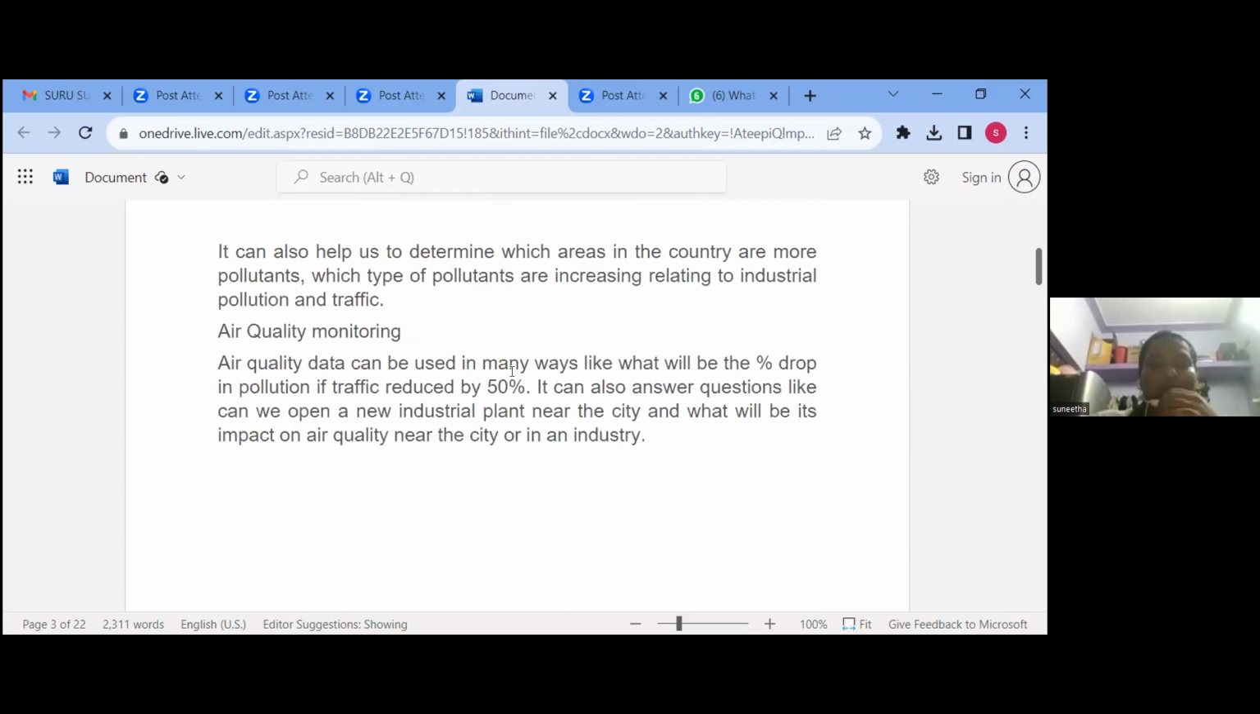The air quality data can be used in many ways, like what will be the percentage drop in pollution if traffic is reduced by 50%. If you want to forecast the future situation, like the air pollution level is increasing day by day, we can estimate whether, if you reduce the industries or reduce the fossil fuel usage, we can drop the air pollution percentage. That can be known by air quality monitoring. Air quality monitoring is nothing but giving data about air emissions in the atmosphere. By estimating these methods, we can forecast whether we can reduce the air pollution or take any precautions to reduce it.